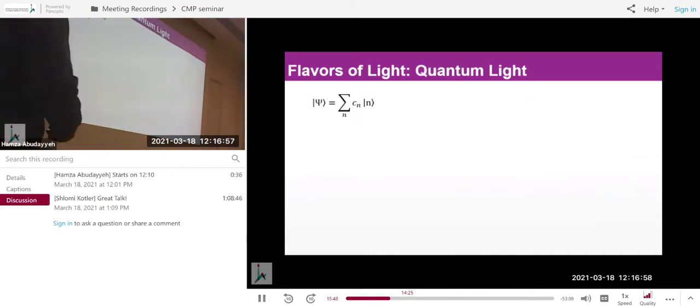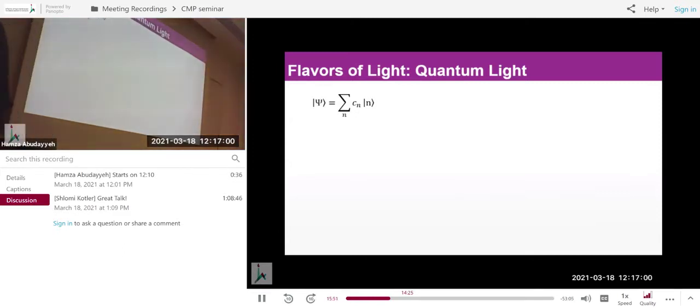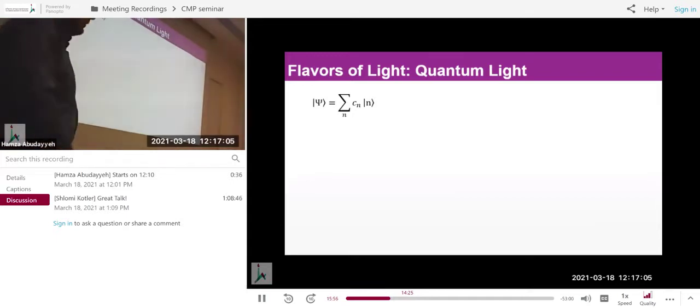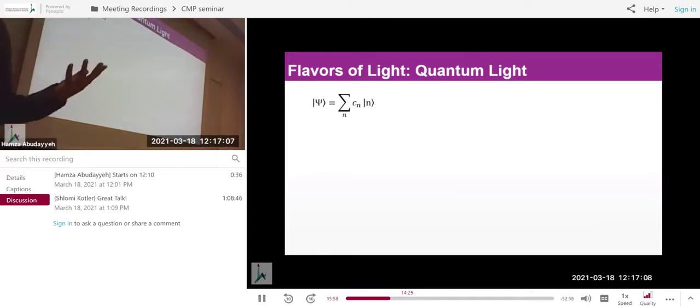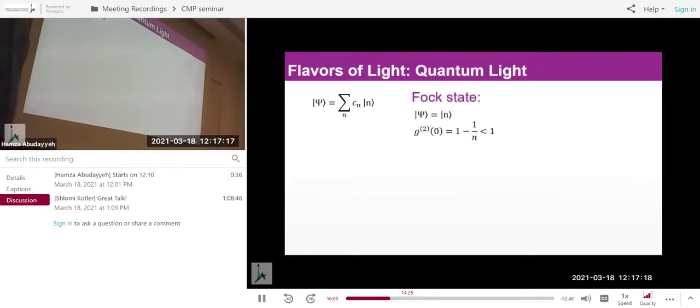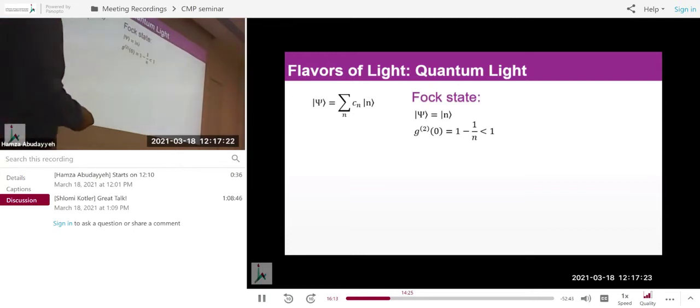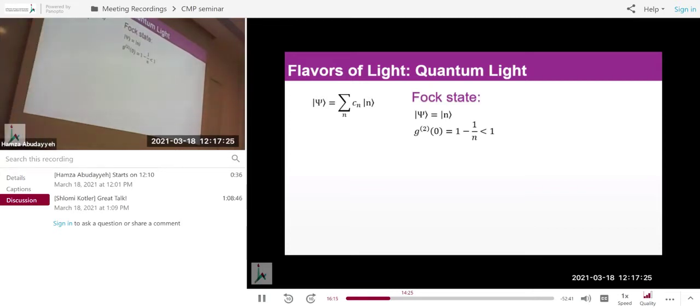Here comes in the quantum nature of light. For the purposes of this presentation, I'm taking a very simple quantum source, a monochromatic, single mode light source. And I'm writing it as a decomposition of different Fock states. There are special cases of such a quantum light source. For example, a Fock state would have exactly n photons in the field, no more, no less. And we can show that the G2 at 0 delay for this state is 1 minus 1 over n.